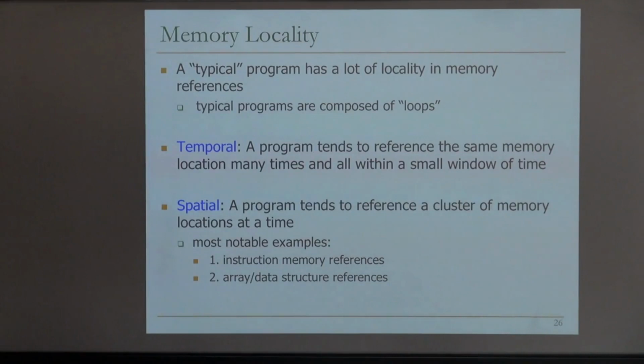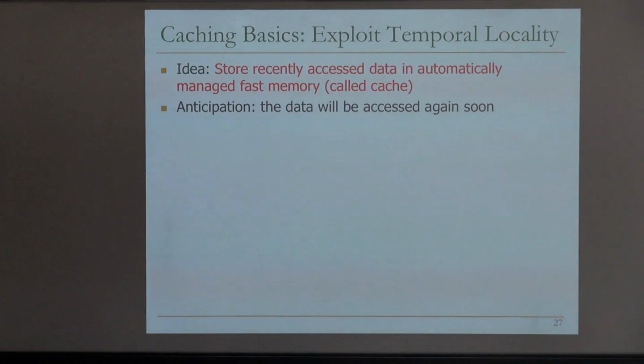So caches exploit this locality. Basically, in a cache, you store recently accessed data in automatically managed fast memory. This is called a cache. And this exploits temporal locality. The anticipation is that the data will be accessed again soon. You bring the data from main memory, and you store it in this small, fast memory that keeps it for a while. The anticipation is that because you brought it from main memory, you're going to touch it again soon.